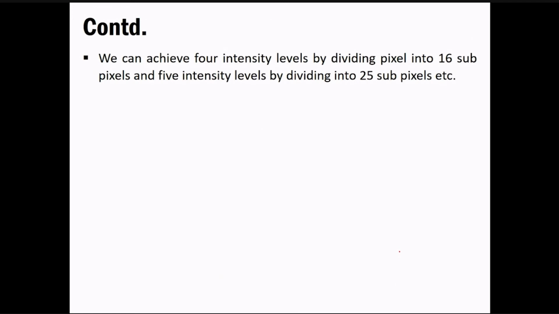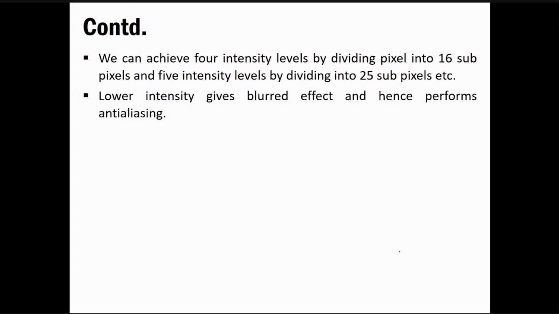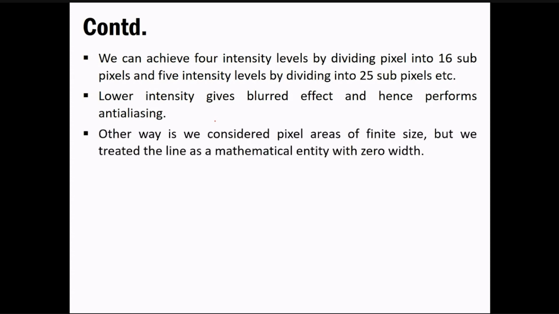To get 4 intensity levels you can divide it into 16 subpixels, and to get 5 intensity levels you have to divide it into 25 subpixels. Okay, that is what it says. But obviously, as I told you, lower intensity gives a blurred effect and hence we perform anti-aliasing. And the higher the value is, the brighter that particular pixel would appear.